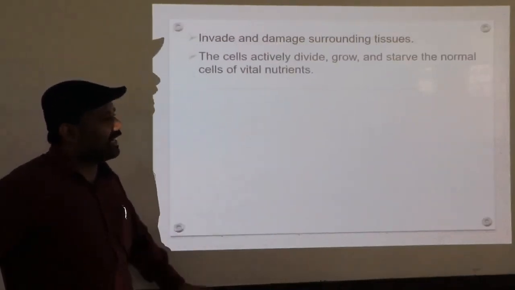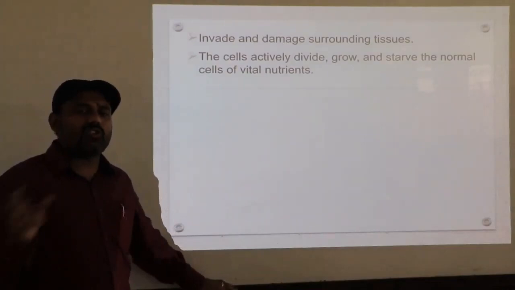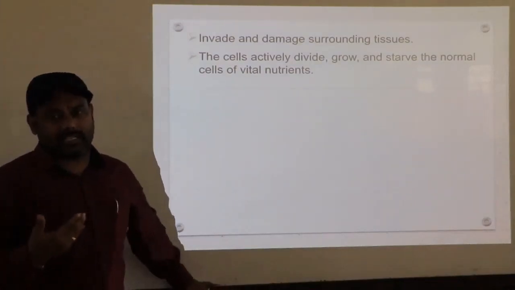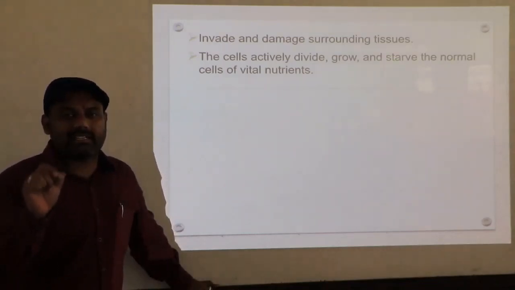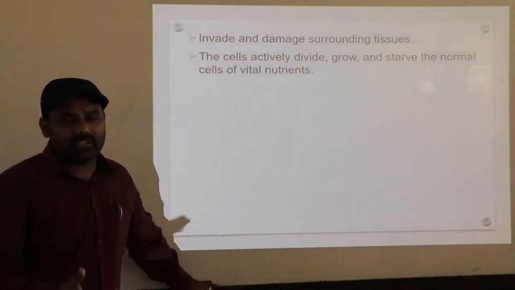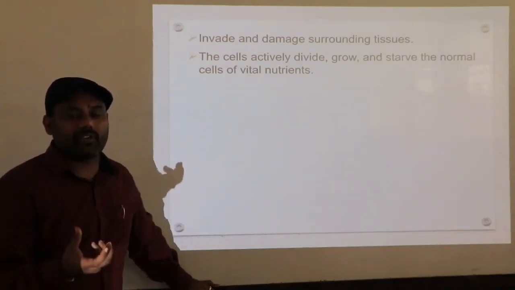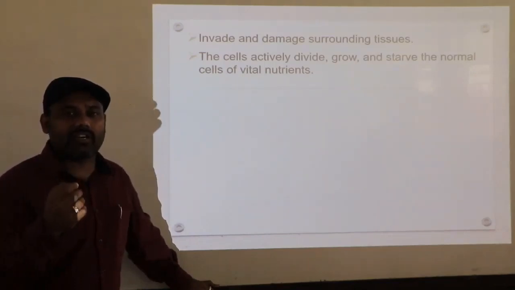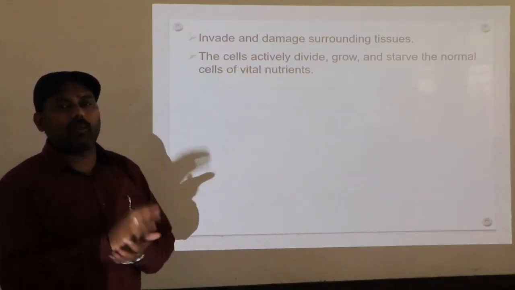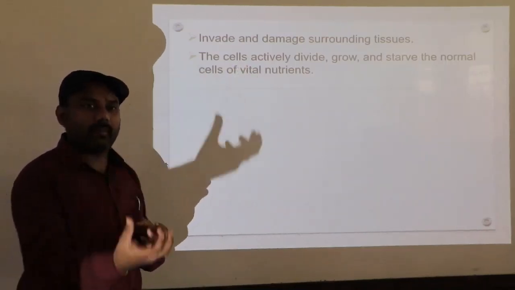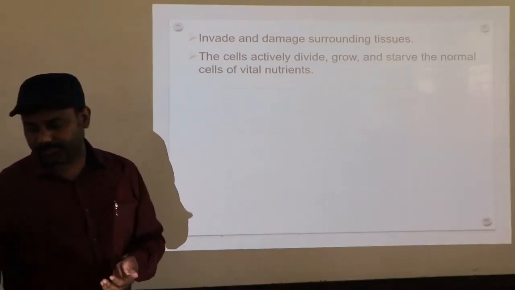Then the cells actively divide, grow and starve normal cells of vital nutrients. It means that those cancerous cells are already harmed, already damaged, already abnormal cells. So those abnormal cancerous cells can also damage the normal cells, as well as the very important function, we can call it the normal activities of the normal cells. This is one of the properties of cancerous cells. Once again, those abnormal cancerous cells can damage the normal physiology of other cells or neighboring cells.